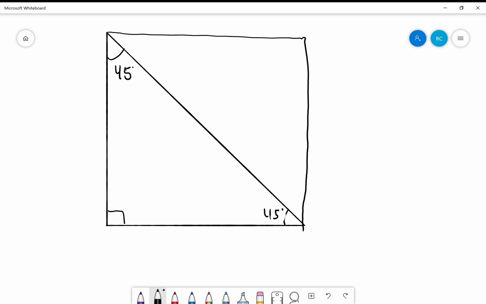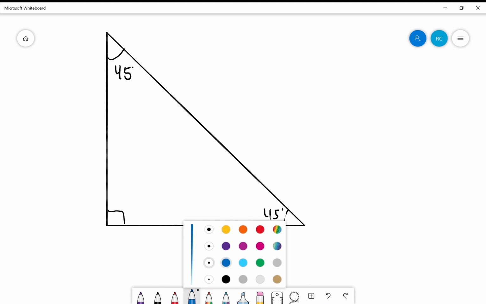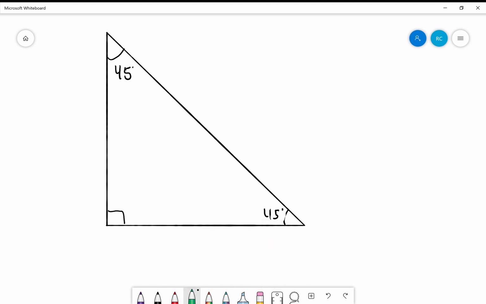A 45, 45, 90 triangle is half of a square. If you take a square and cut it down the diagonal, you get this 45, 45, 90 triangle. And since it's half a square, well, we know that all sides of a square are equal. So this side and this side must be congruent. So if this bottom leg is 7, then this side leg is also 7. If this bottom leg is 12, this side leg is also 12. If this bottom leg is 3x squared, then the side leg is 3x squared.